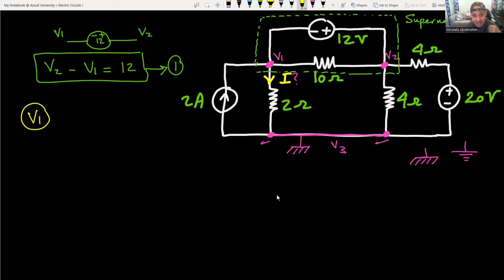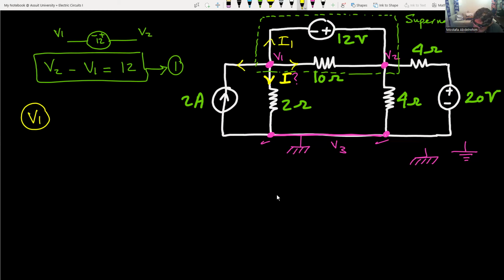We're going to assume all the currents are going out of V1. So we have a current here, I, we have this one, and we have also this one. Let's call it I1 here. Let's call this I2, for example, and call this I3. So it looks like I1 plus I2 plus I3 plus I equals 0. All of them are going out, so the summation of all of them is equal to 0.